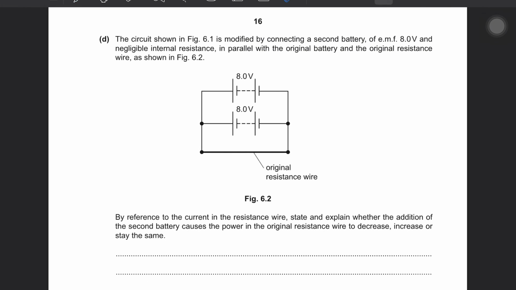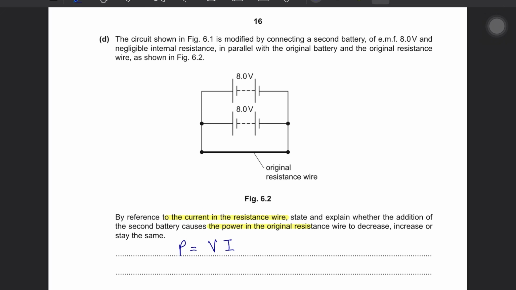The circuit shown in figure 6.1 is modified by connecting a second battery, which we can see here. Now there are two batteries. By reference to the current in the resistance wire, state and explain whether the addition of the second battery causes the power to increase, decrease or stay the same. This time we are going to choose the formula V times I.